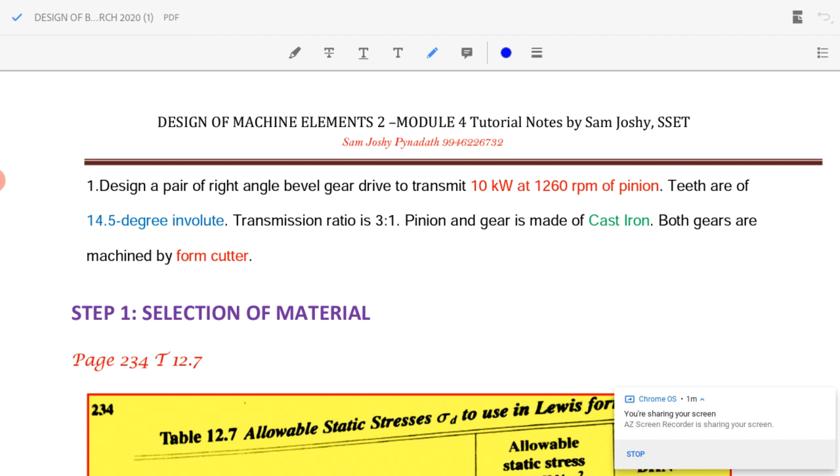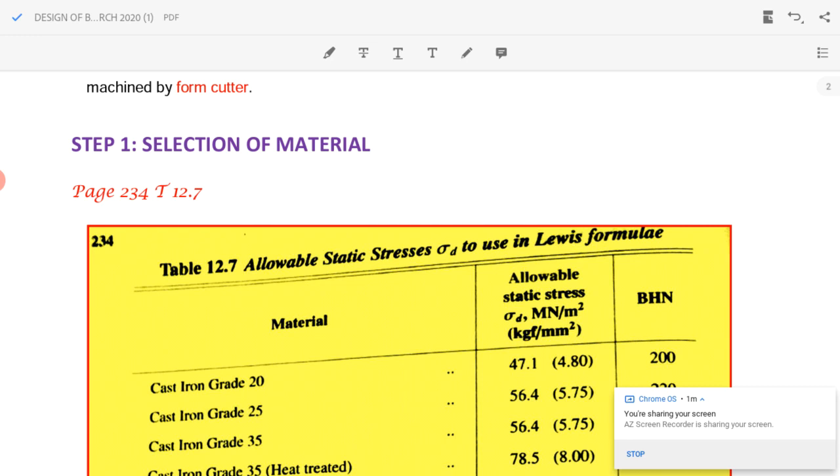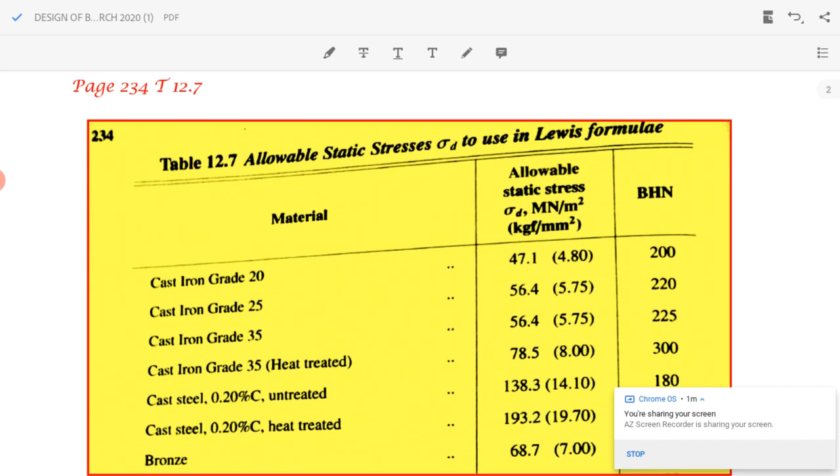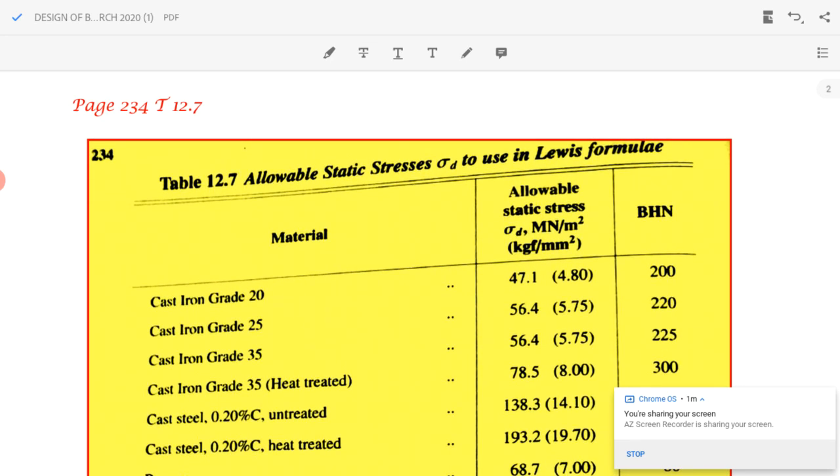So first step is to select a material. Here it is given that they are made of cast iron. So from our table, we have to select from page 234, table 12.7, these are the grades of cast iron, from which I am selecting cast iron grade 25. Then we have another set, cast iron grade 35.